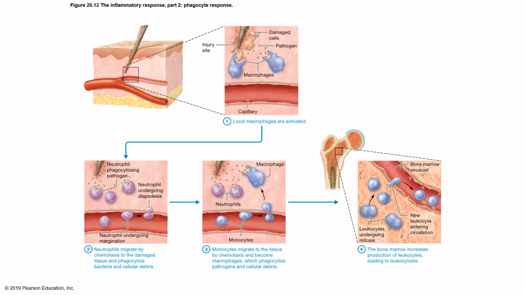And that also leads to the bone marrow increasing its production of more leukocytes. Remember, the bone marrow is the red marrow, in the epiphyses areas of the long bones mainly, and that increases the production of more leukocytes, and that leads to leukocytosis, a high white cell count. So that's your inflammatory response, and then your part 2, your phagocytic response.